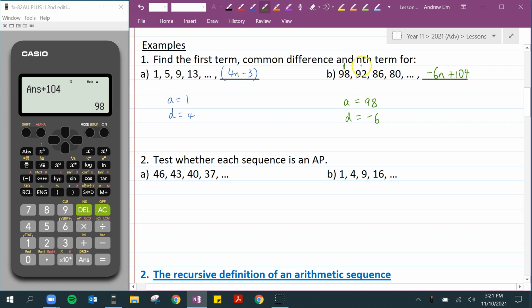Let's just make sure it works for when n is 2. If we have minus 6 times 2, and we add 104, yep, we get 92. So that is our nth term.